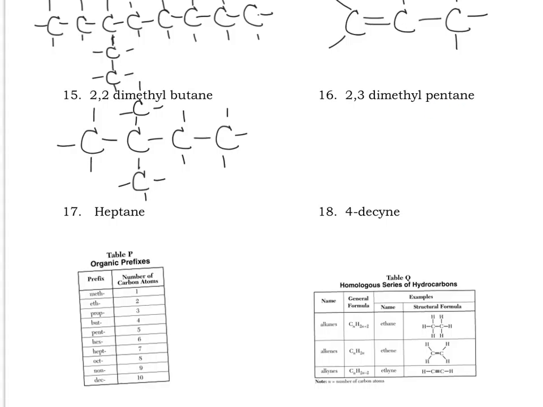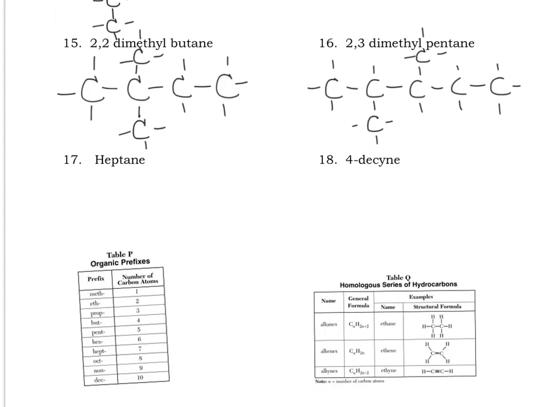Pent, or 5. Ane tells me they are single bonded. There are 2 1 carbon branches, 1 off the second and 1 off the third carbon. Doesn't matter if you go up or down. If you happen to put them both going the same way, both up or both down, just make sure that they're not bonded to each other.